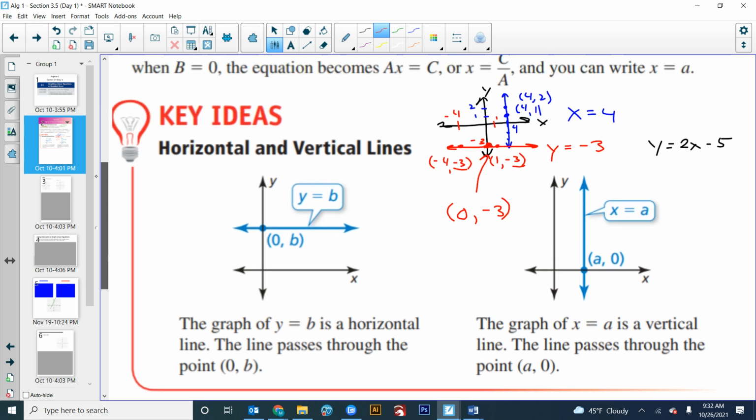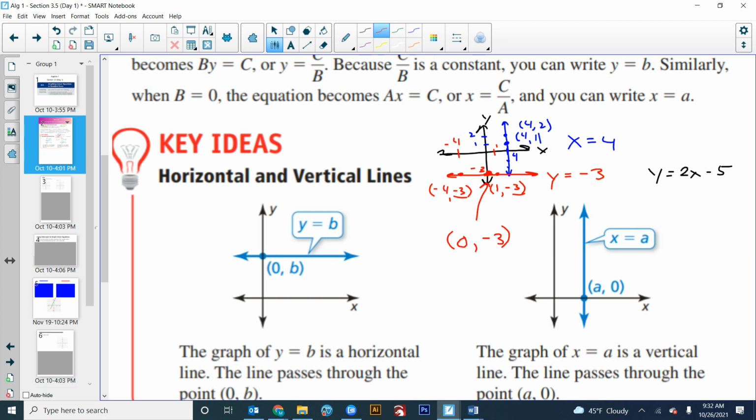Does this blue line have a y-intercept? No. Does it have an x-intercept? Yes. If x equals 4, where does it cross the x-axis? Not the y-axis, the x-axis. (4, 0). What if I have the line x equals -7? What's its x-intercept? (-7, 0). Very good.